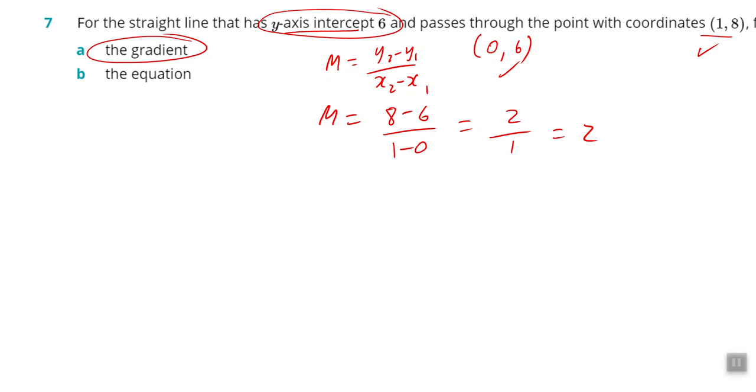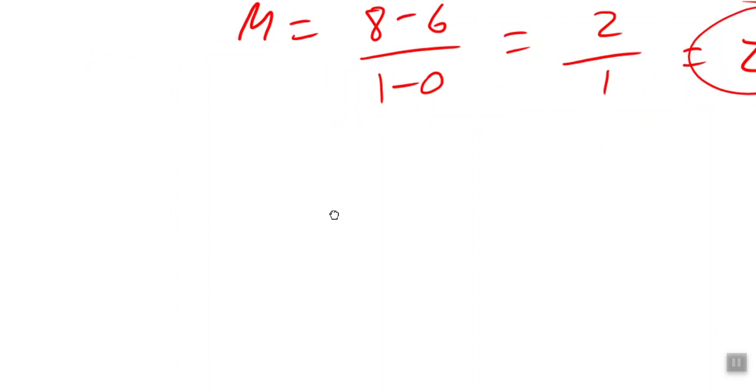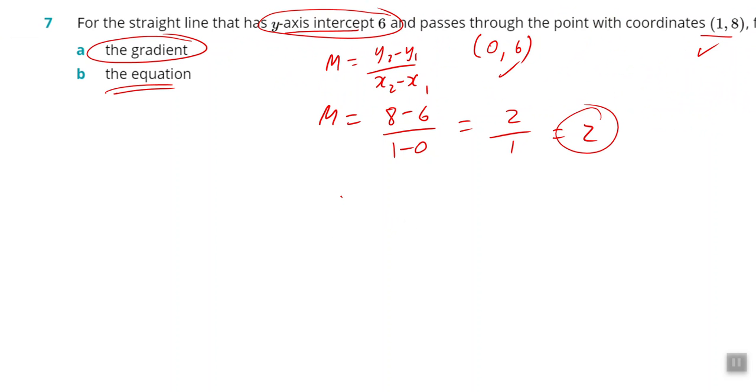Now we want to find the equation of the line. I've got my gradient. Remember y = mx + c. My m is 2. We're trying to work out our c. So I sub in either one of the points. Now, in this case, I don't even need to sub in because I know my y-intercept is 6. So instead of needing to sub in, all I need to do is just go 6 like that, because I already know the y-intercept is 6.